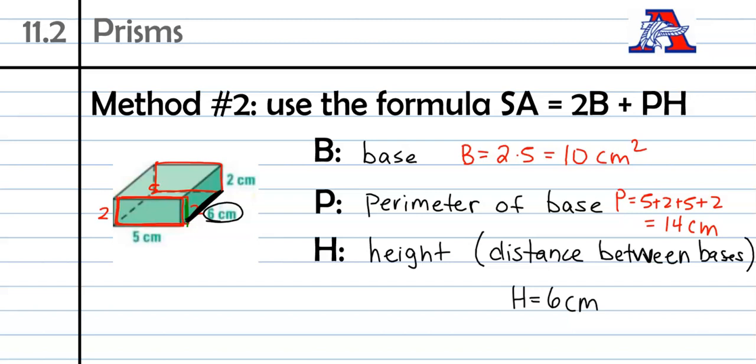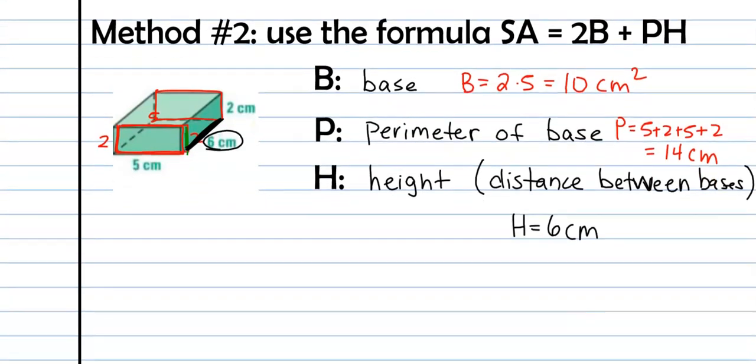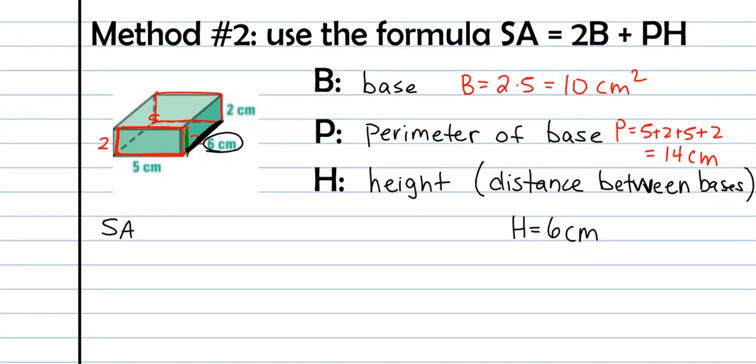Okay, so now substituting it all in, I'm going to go down here where I have a little bit more space. Surface area equals 2B, so 2 times 10, plus perimeter, which is 14, times height, which is 6. Okay, and then I'm going to just work them out individually. 2 times 10 is 20. That is your base area.